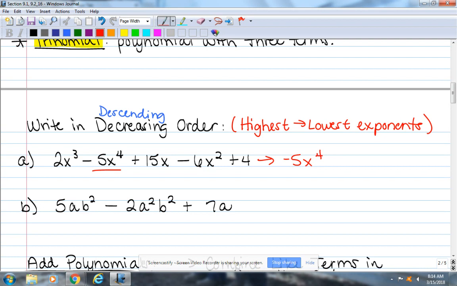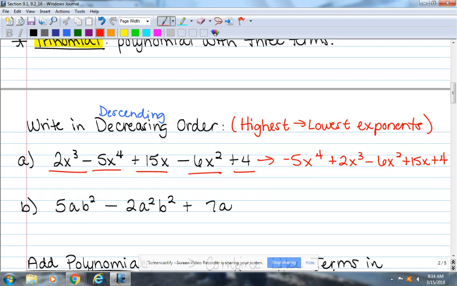The cube. So it's a positive 2x to the third. So I'm going to put plus 2x to the third. What's my next highest exponent? So minus 6x squared. Next highest. Plus 15x. And what's my last one? Plus 4. If it doesn't have a variable, we call that a constant term. So all we're doing is rearranging it so the exponents go highest to lowest. Okay? So when we start adding and subtracting, our answer always needs to be highest to lowest exponent.